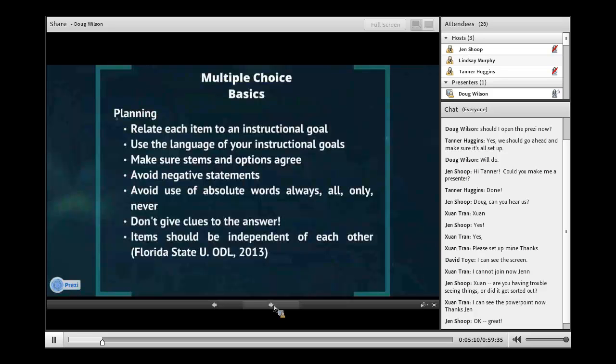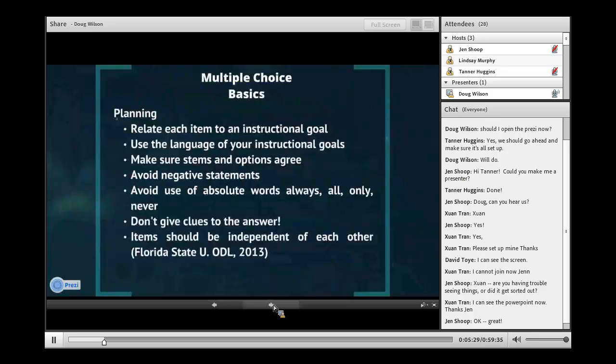Following the presentation, you'll see a list of references that you can use. You should also know that there's a lot of information on the web and online at the various universities and academic institutions on creating multiple choice questions.